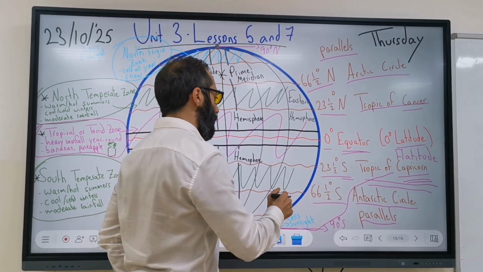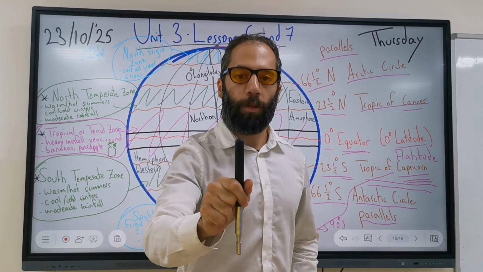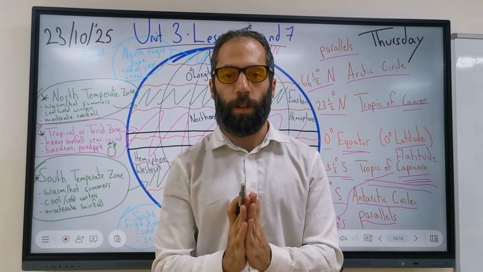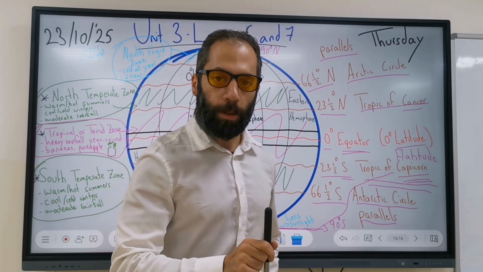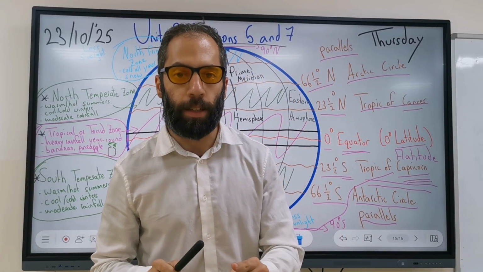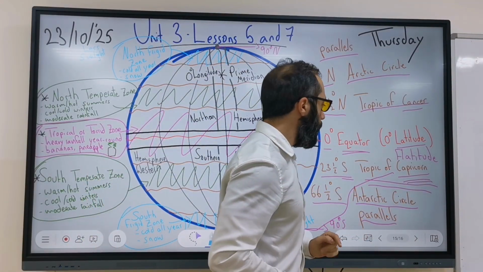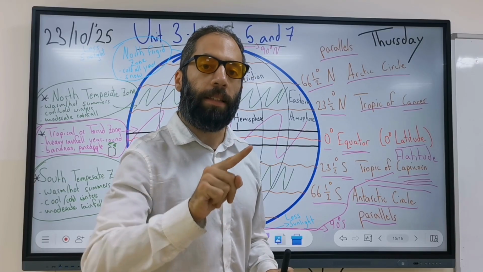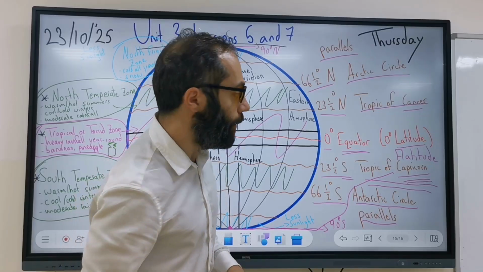Okay. Now, let's continue. Let's talk about lines of longitude. So we have latitude lines and we have lines of longitude. Now, just like how the main latitude line is called the equator, we have one main or one most important longitude line, and it's called the prime meridian.